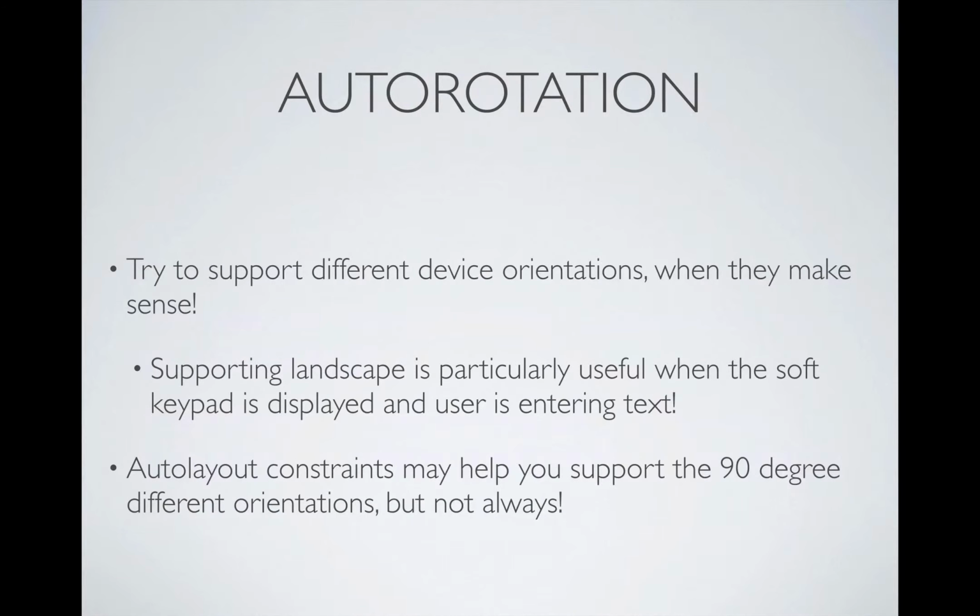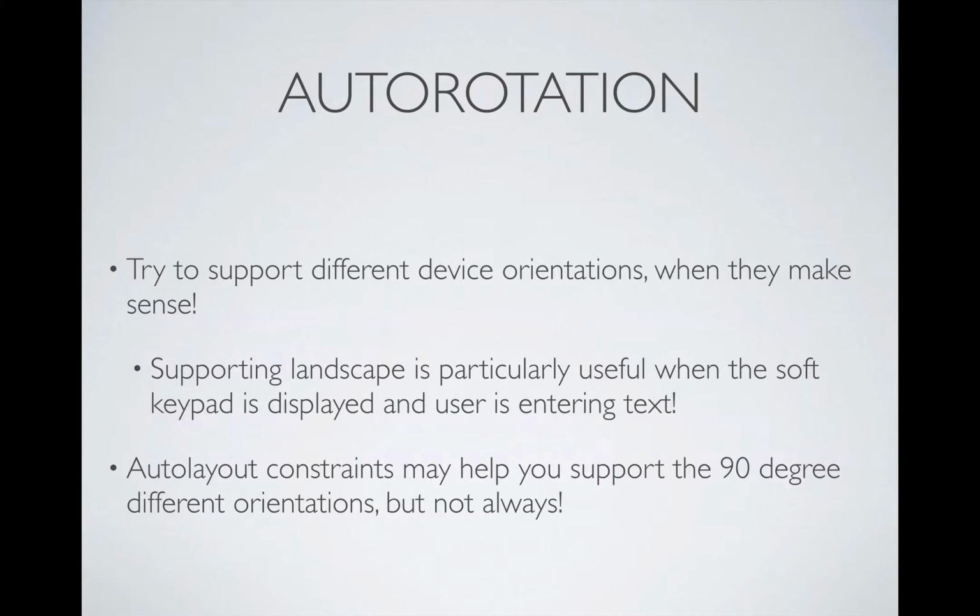Now, we should try to support different device orientations whenever it makes sense. So for example, supporting landscape is particularly useful when the soft keypad is displayed and the user is entering text. I often do this when I'm entering text on my iPhone. I like to go into landscape just because the keyboard's bigger and it fits my thumbs better. And I find it very annoying when I'm forced to enter text in portrait. So that would be an example where I would try to support both orientations.